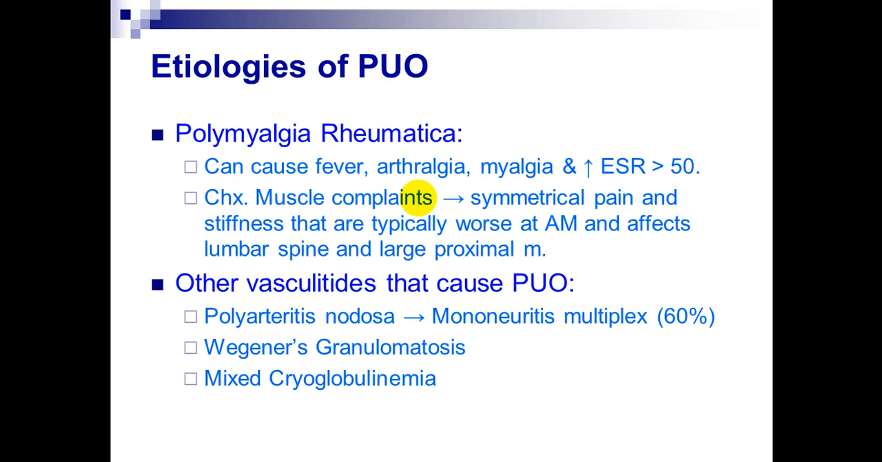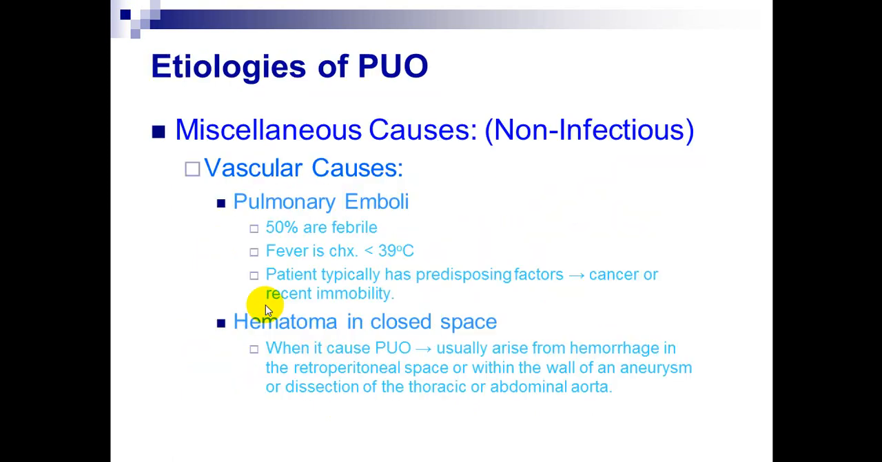Polymyalgia rheumatica: it is rare, mainly in middle-aged or elderly females, with high ESR and muscle pain, and these patients usually respond well to steroids. Other vasculitis causes of PUO include polyarteritis nodosa, Wegener granulomatosis, and mixed cryoglobulinemia.